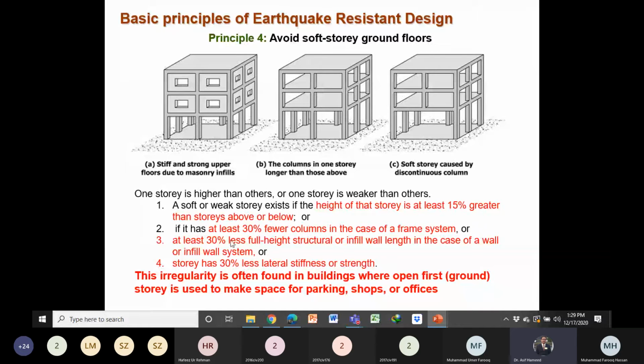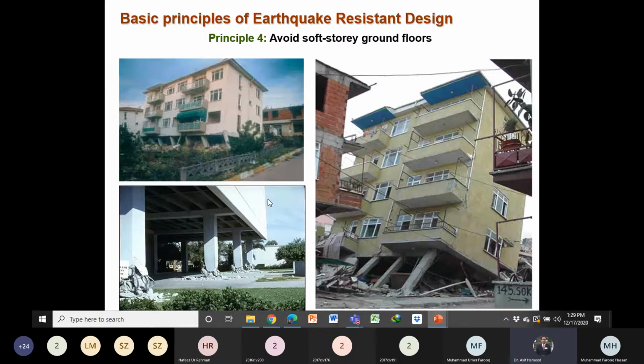This kind of irregularity is normally found in the first story. You can see, for parking purposes, we provide the first story as a soft story. There has been failure of soft stories in the past because of earthquakes. The lateral stiffness of this story is less than the other stories. So this should be avoided.